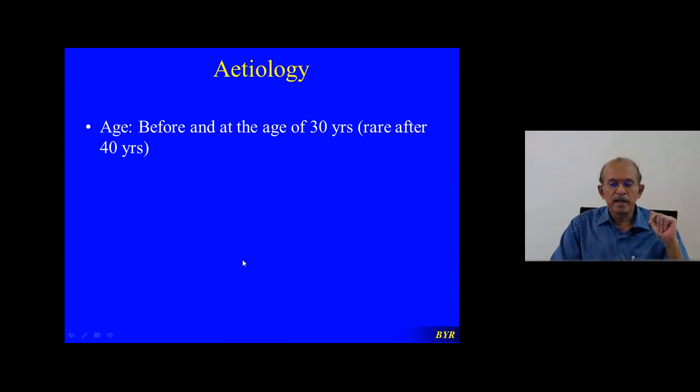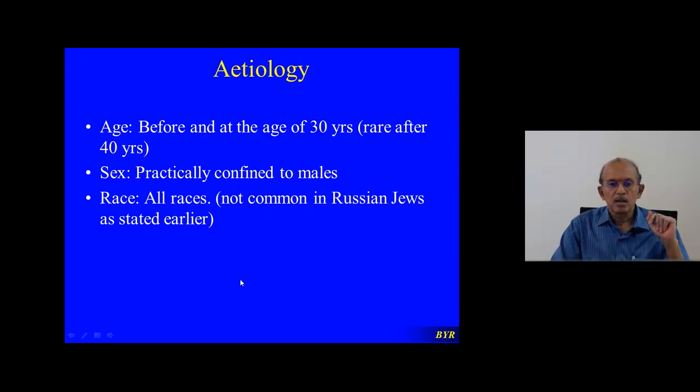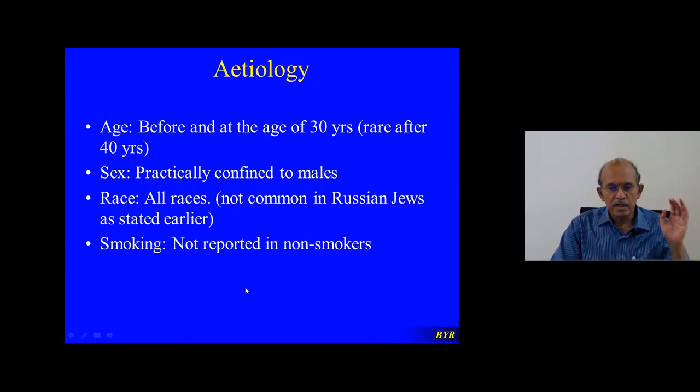Age: before and at the age of 30 years, rare after 40 years. It is practically confined to males, seen in all races. Smoking causes Buerger's disease. Affirmatively you can say that so far Buerger's disease is not reported in non-smokers. So you can see the relationship of smoking and Buerger's disease.